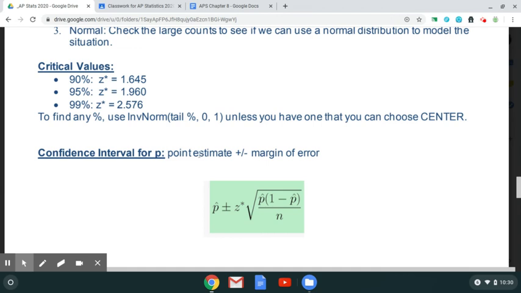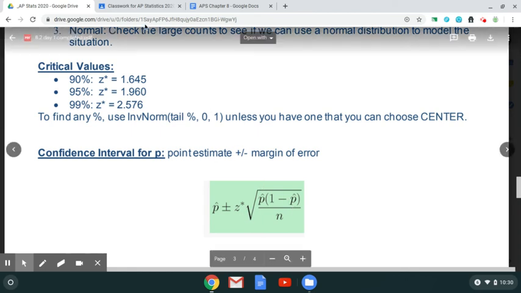Now that we have all of the information we need to calculate a confidence interval, to construct a confidence interval for proportions, we're going to put p hat plus or minus your critical value times your standard error. Let me show you what this looks like on the formula sheet.